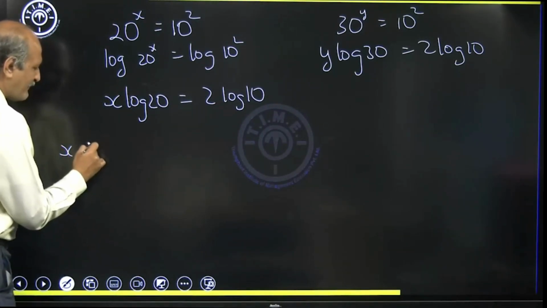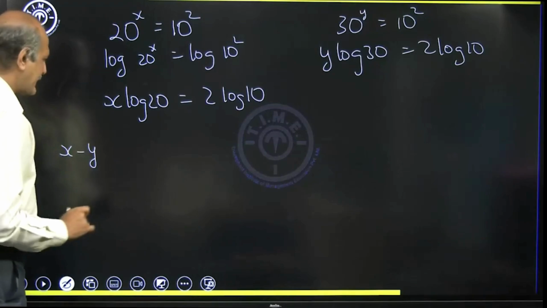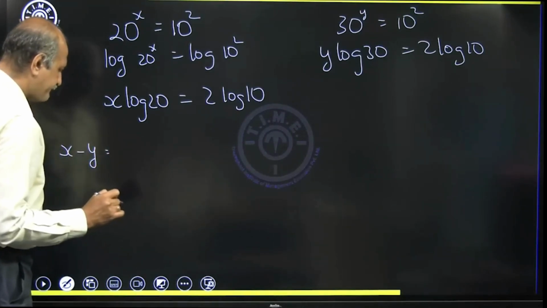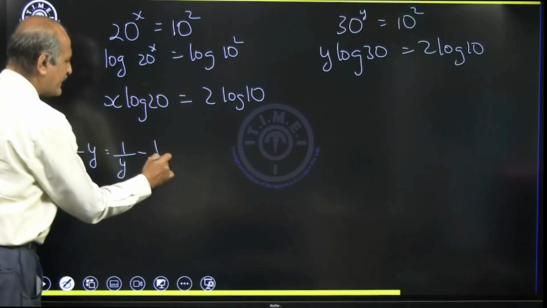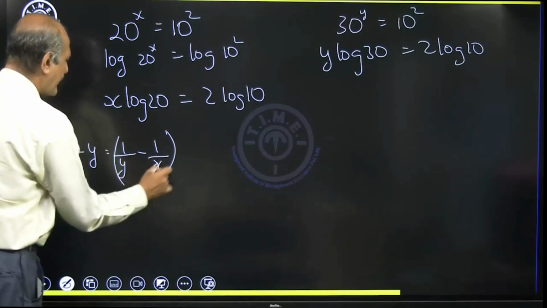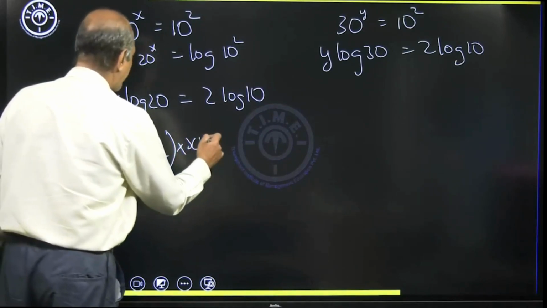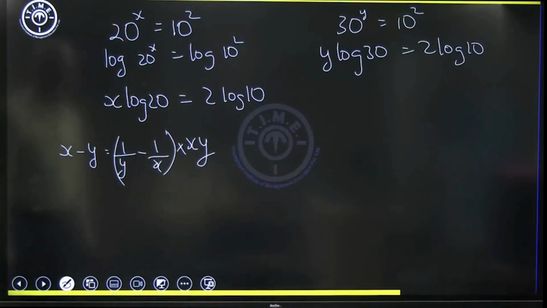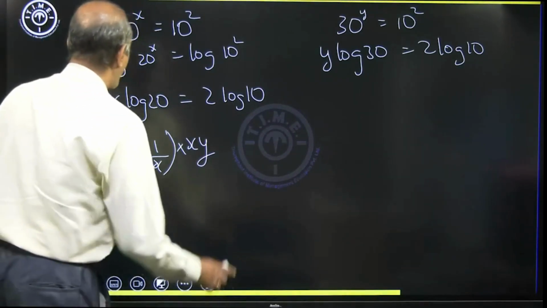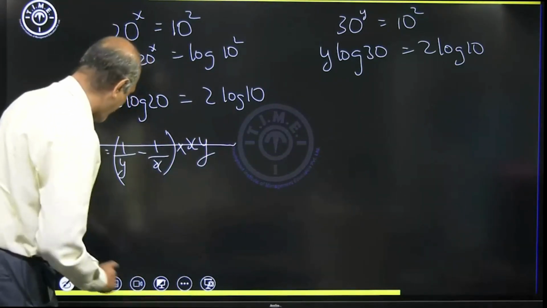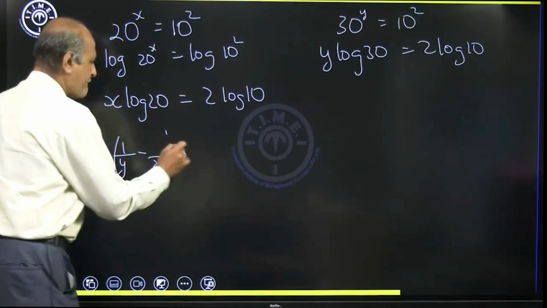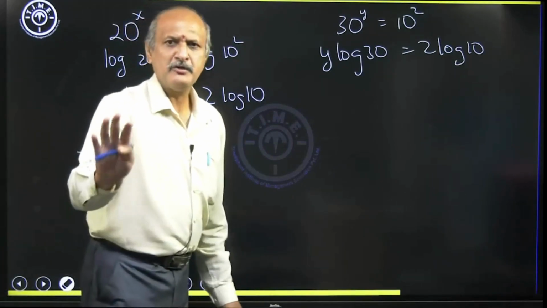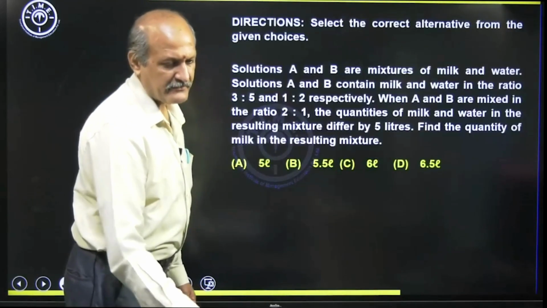x minus y that we are supposed to calculate here, can I write it as 1 by y minus 1 by x, and then multiply it with how much? It is x y. If I do this way, wait, hold on. I'll do this question again. No problem. Later on, let's see this.